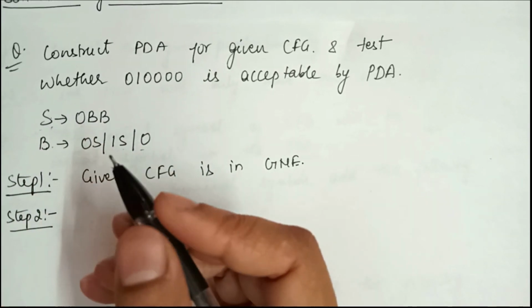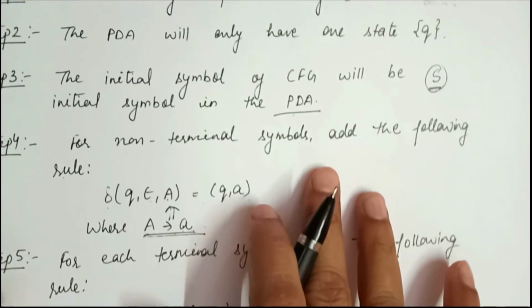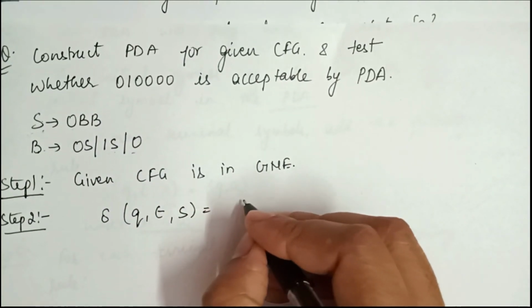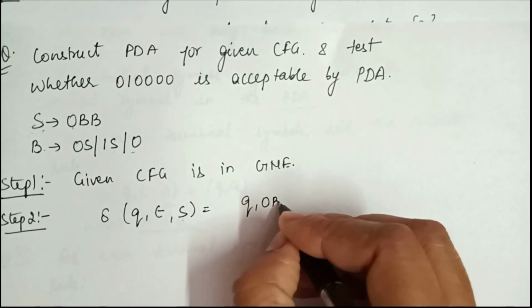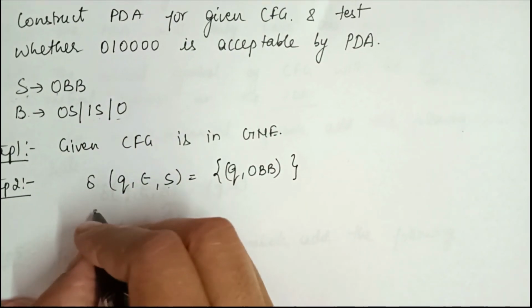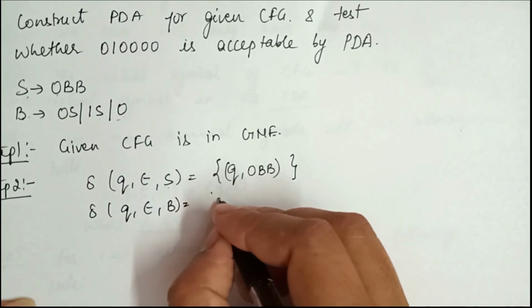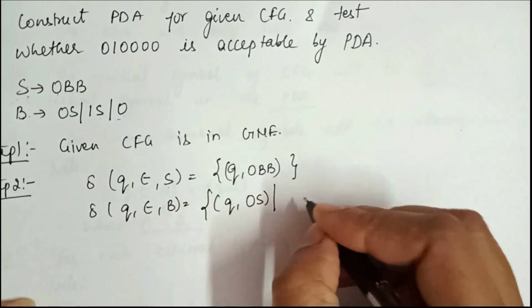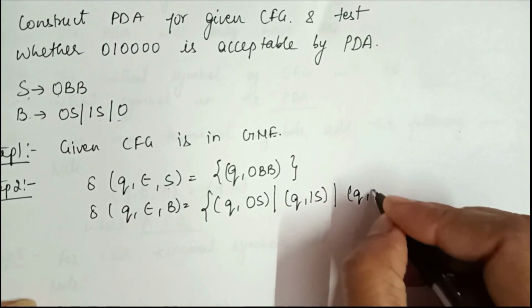First we add for S: epsilon, Q comma epsilon, then S, and this will become Q comma. For S the production will be 0 capital B capital B, so 0 B B. This is for the first non-terminal. Then for B, there are three choices again, and we take them one by one. One is 0S, or Q comma 1S, or Q comma 0.